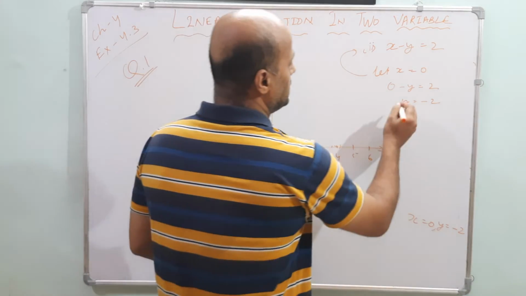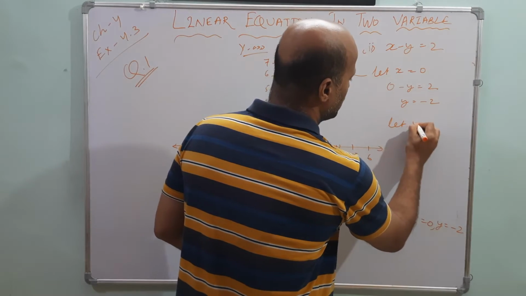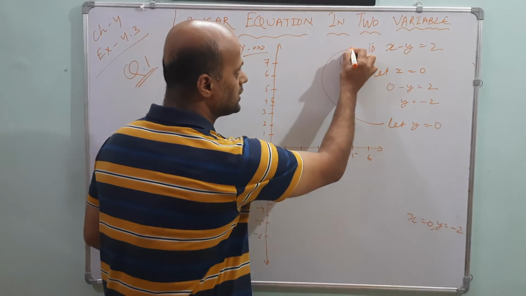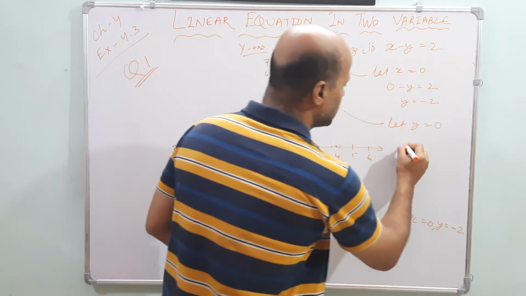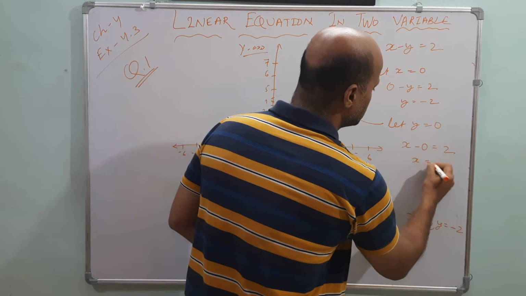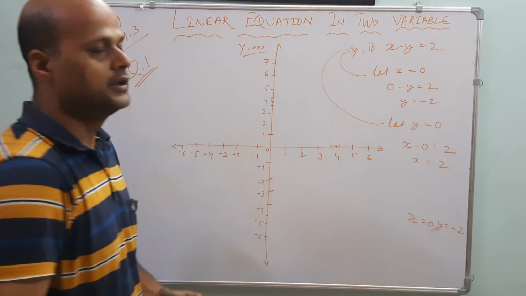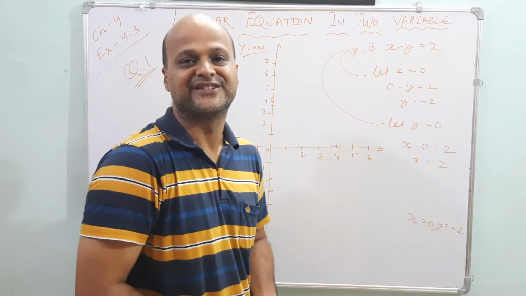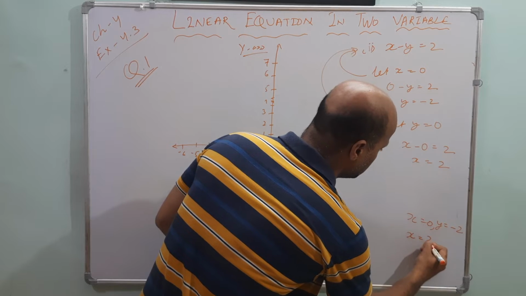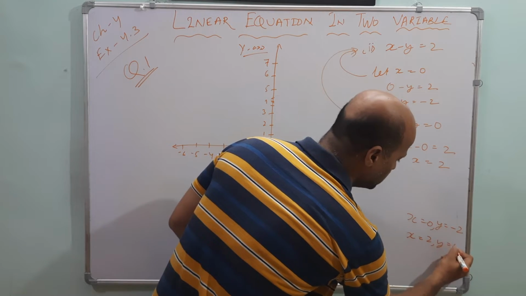Now if I take y is equal to 0, then what is the value of x? I will keep this in the equation again. x minus 0 is equal to 2, x is equal to 2. Understood? How easy it is, my dear friends. So the next values of x and y: x is equal to 2 and y is equal to 0.